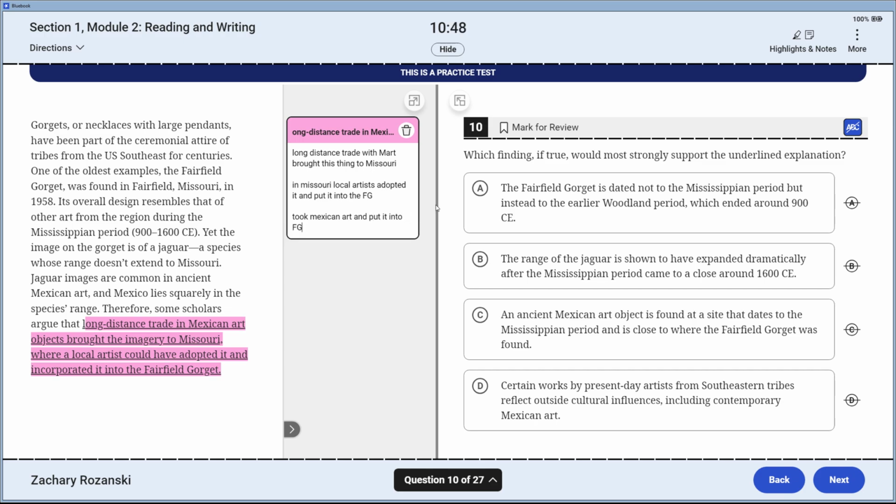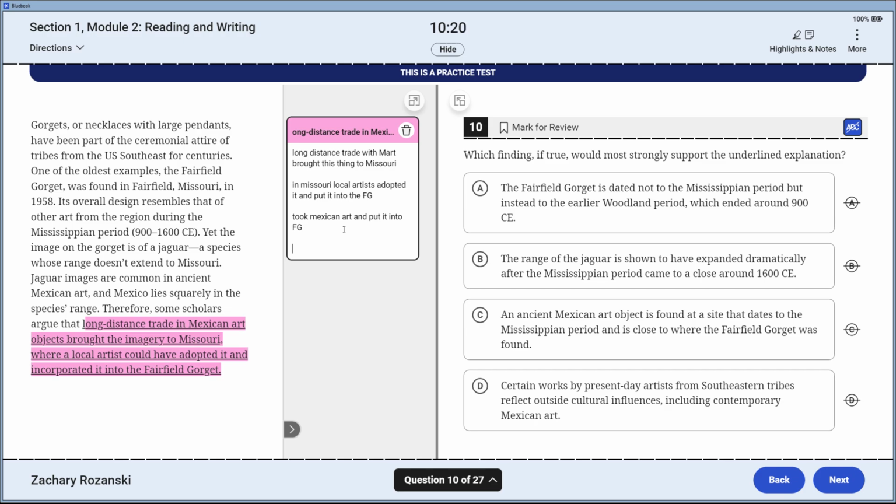Sure. The film is dated not to the Mississippian period, but instead to the earlier Woodland period, which ended around. This is getting at a date that I have no idea about. I'll probably have to go into the text for this. The range of the jaguar is shown to have expanded dramatically after. Yes, I need some time here. I don't see any time in the previous sentence, so I'm just going to start at the start.